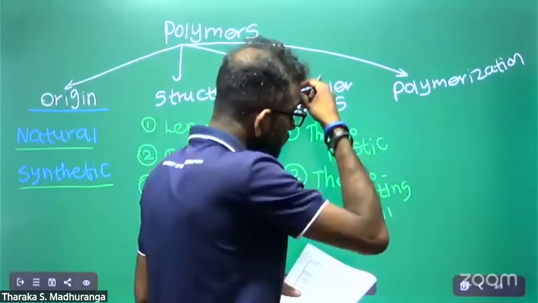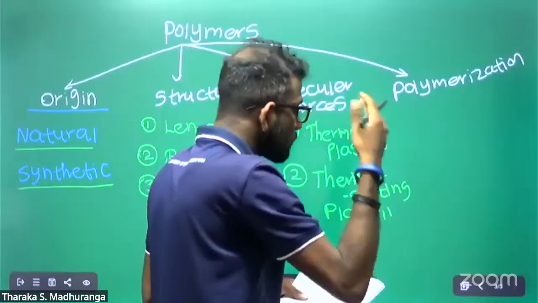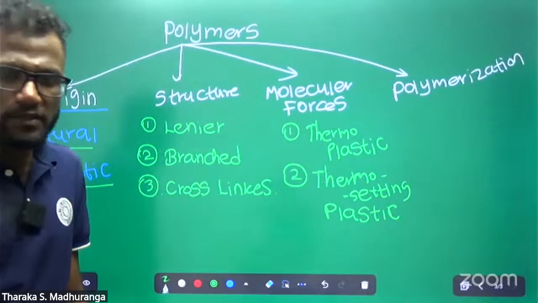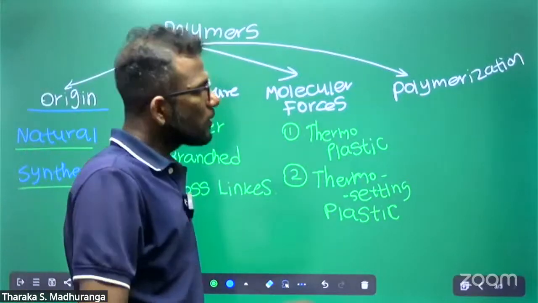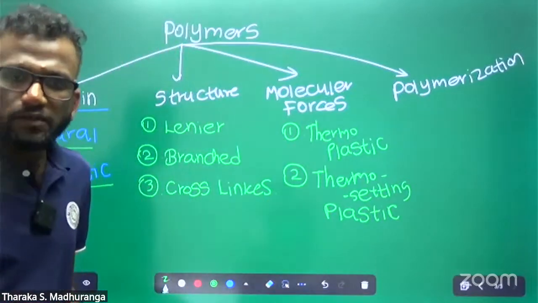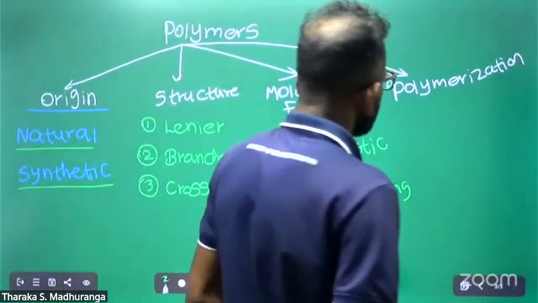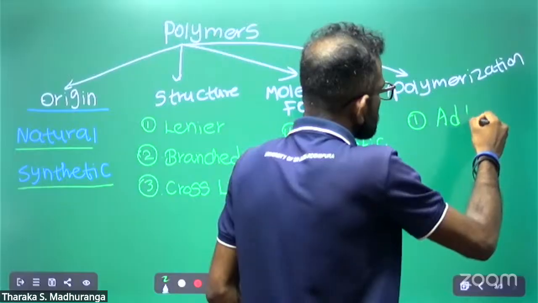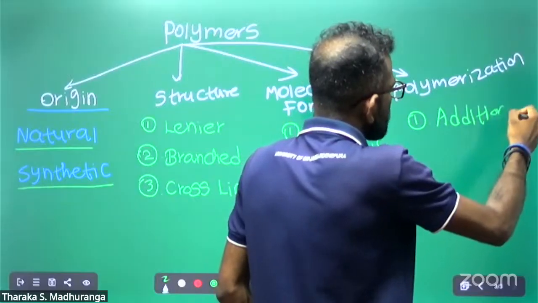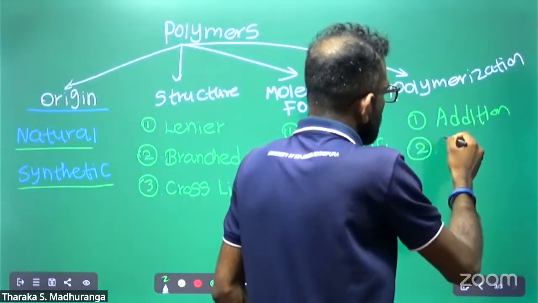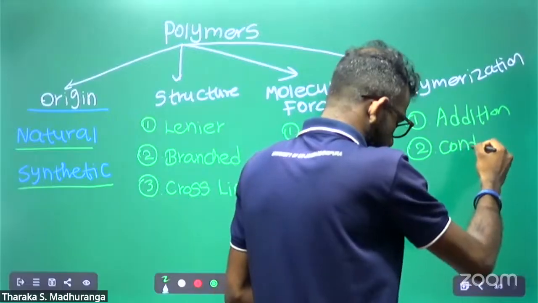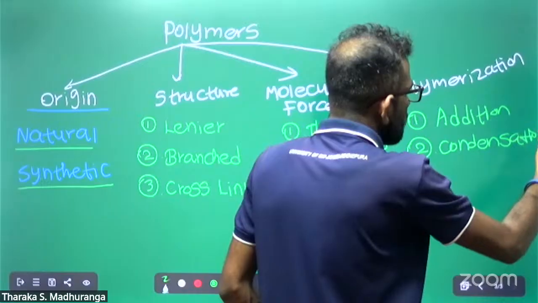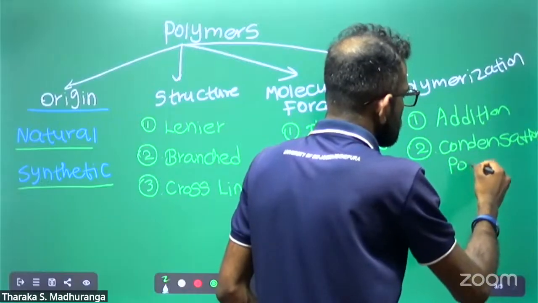According to the molecular forces, there are two main types: thermoplastic and thermosetting plastic. I'll explain them one by one. According to the polymerization, which is very important, polymers are mainly two types: addition polymers and condensation polymers.